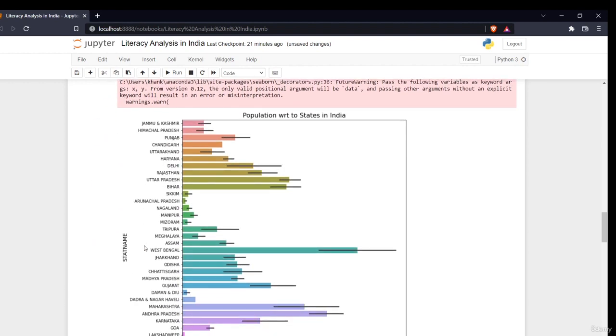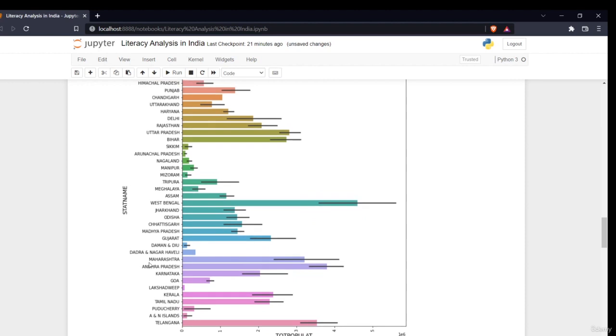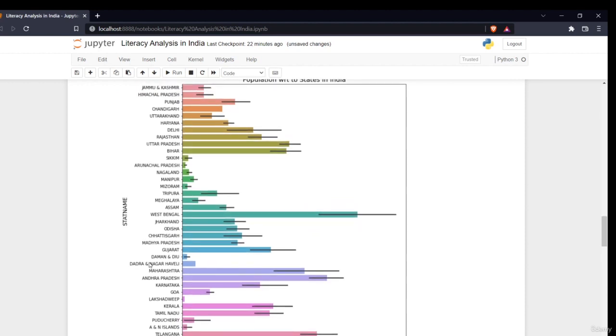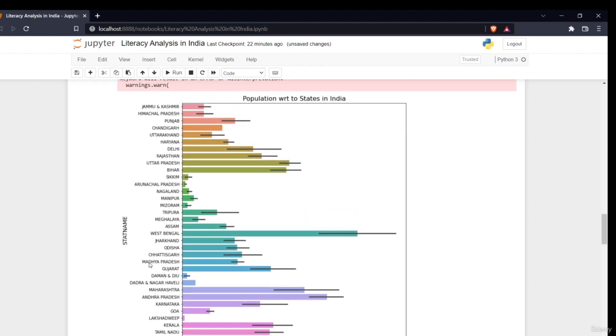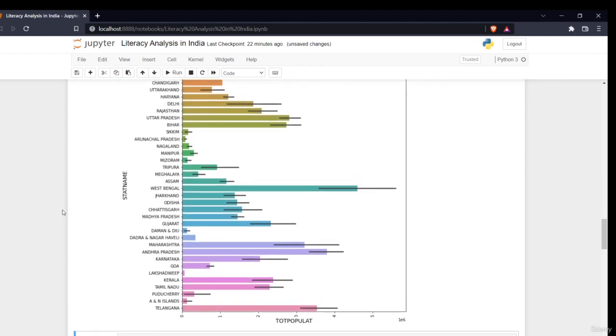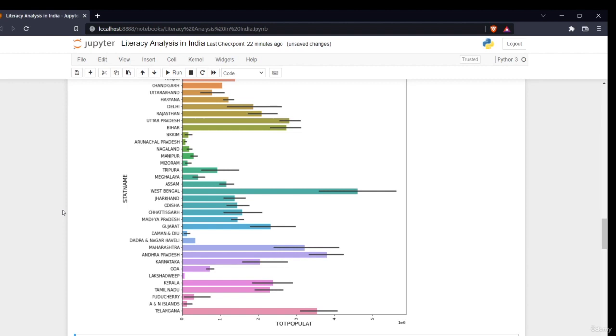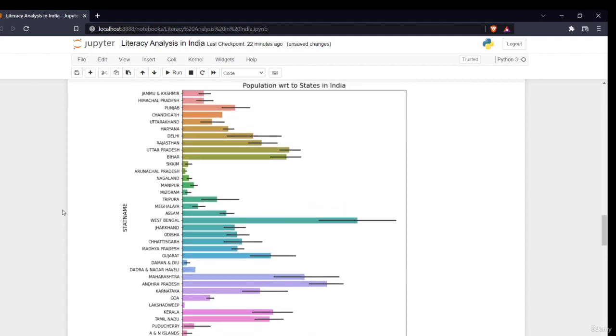As you can see, these are the different states, and in this, the state with the highest population in India is, surprisingly, West Bengal. Surprisingly, West Bengal is the most populous state. Okay, I didn't know that, because obviously I thought it would be Uttar Pradesh.